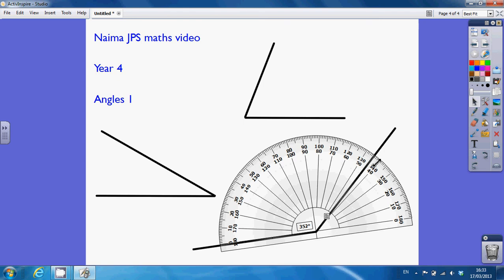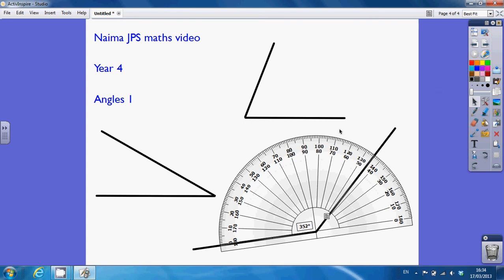Now, my estimate was a little bit off, but hopefully your estimate was a lot closer. Hopefully you have thought really carefully about how to measure angles and you have learnt a lot from this video. Next, I would like you to go and get the worksheet that I gave you and to practice on your own, first of all estimating angles and then measuring angles. Think carefully and remember how to use the protractor correctly.